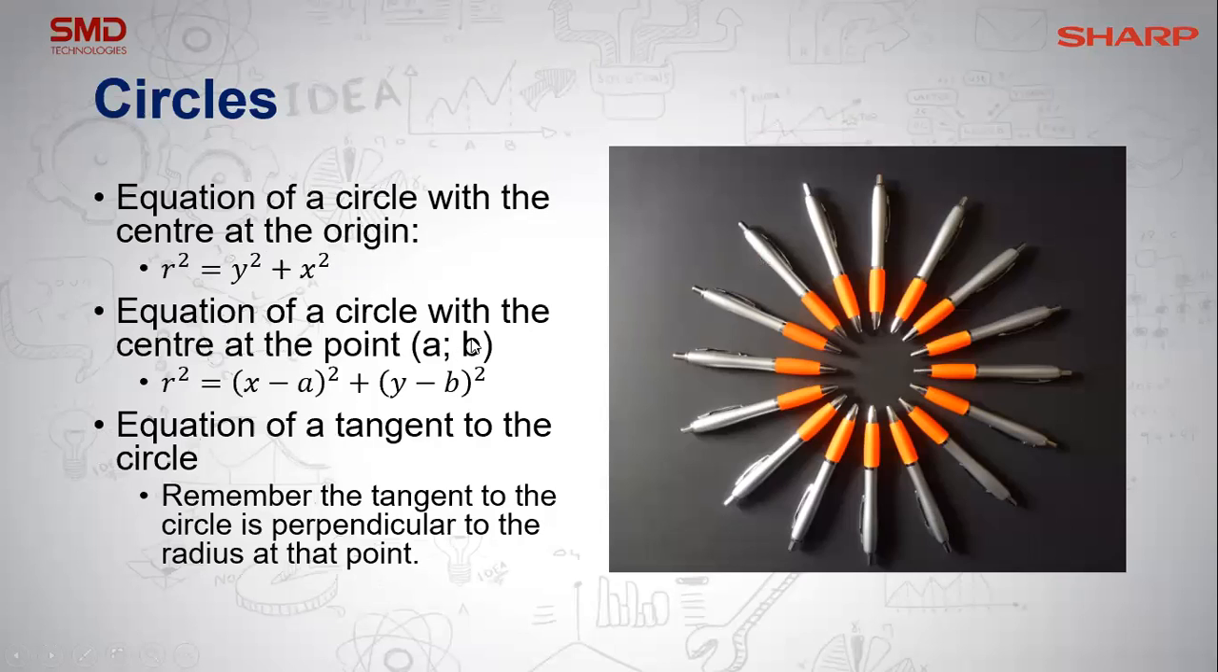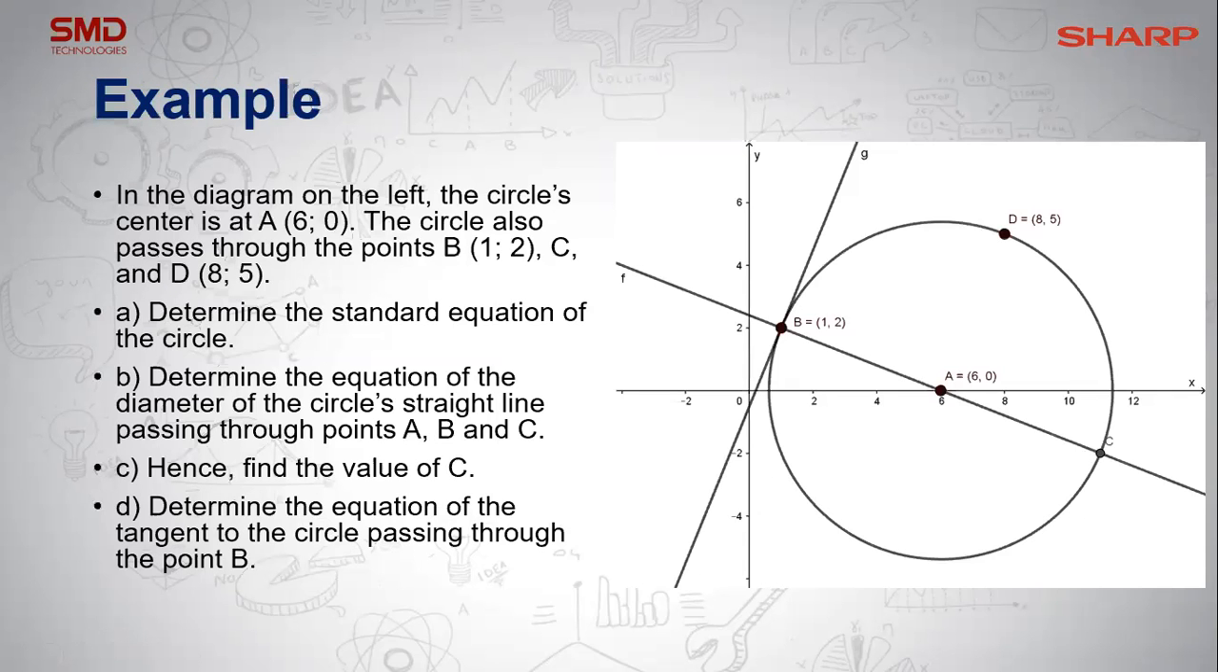In other words, when we shift the circle off the origin to a different point, the center of the circle is the coordinate (a, b), and our formula is (x minus a) squared plus (y minus b) squared equals r squared. And remember, when you have a tangent to the circle, the tangent is perpendicular to the radius. So we can multiply those two gradients to give us minus 1, and then we can find the tangent's gradient based on the gradient of the radius, which we normally have. So I've put together an example for you.